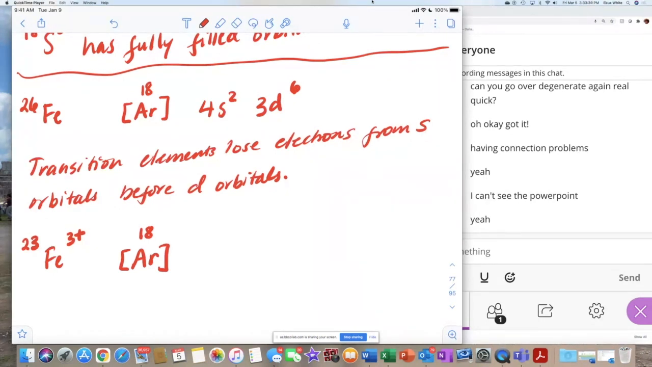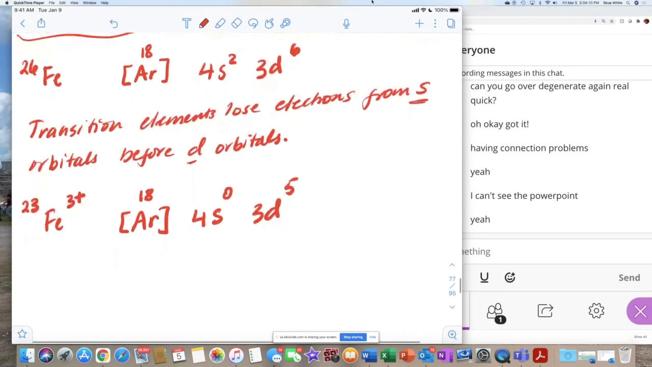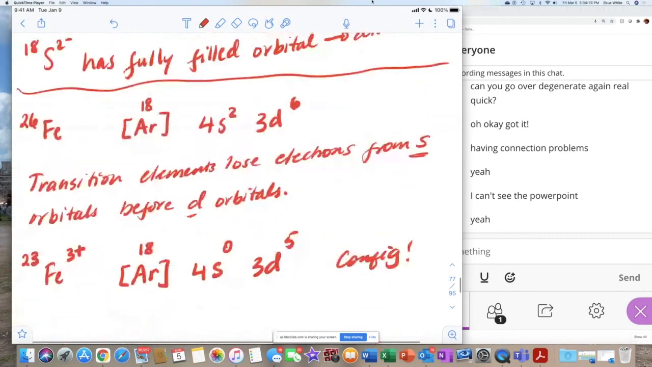Remember this rule. I have to take my 3 electrons out from 4s first, before D. So now I take 2 of my electrons from 4s, because it's only 2 to take. And then the third one I take from 3D. So now 3D only has 5 left. 18 plus 5, 23. This is my configuration for the iron. Say that quickly. Okay, so now we have our configuration. Config done. Now we're going to move to our orbital diagram.